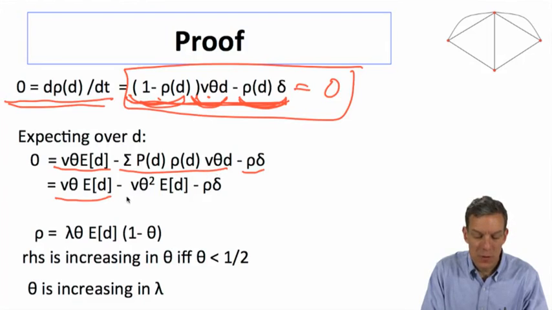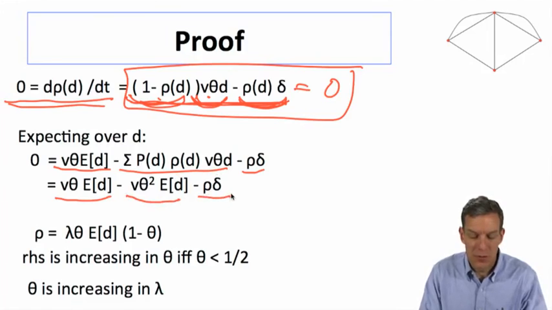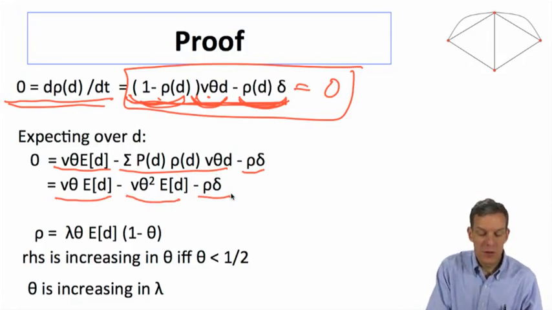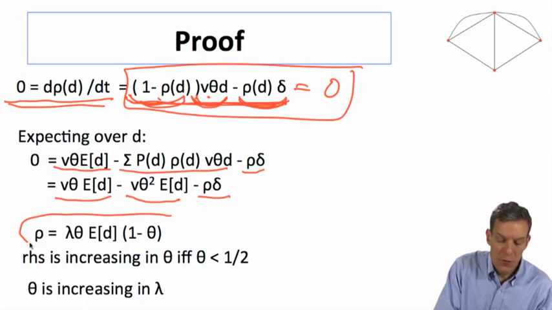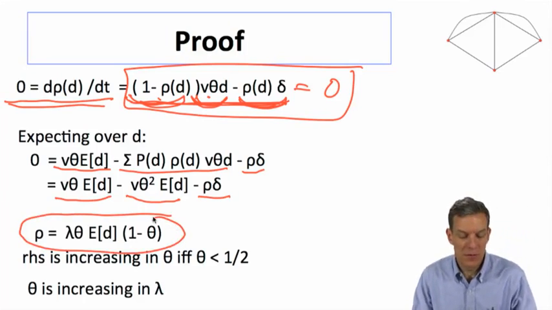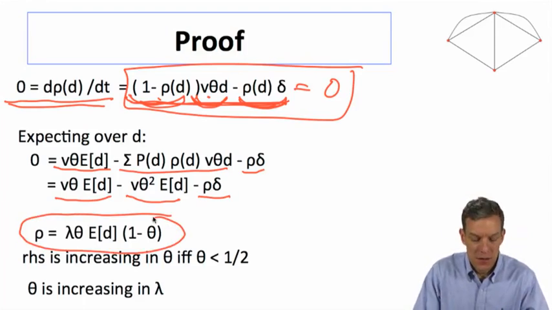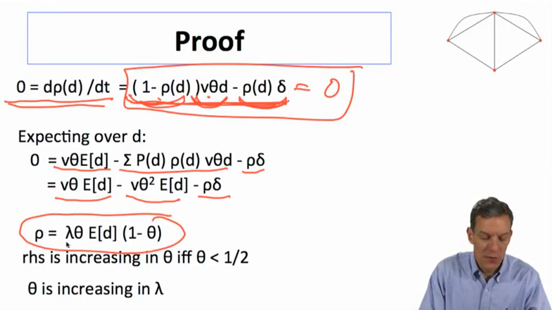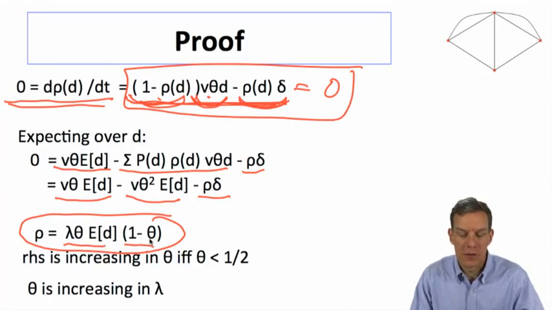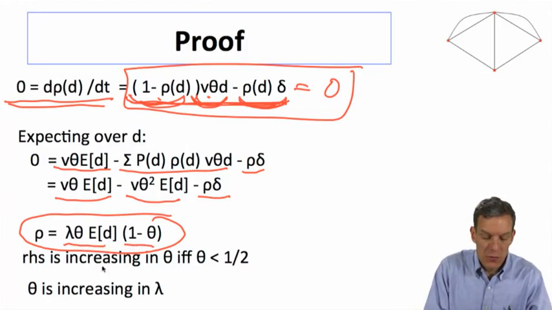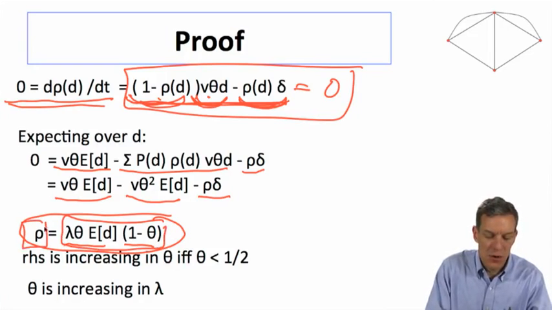So we get a theta squared times e of d and then a minus rho of d. And so you can solve this for how rho behaves as a function of theta. So now what we get is rho is equal to something which is proportional to theta, but also times 1 minus theta. So what we can do is, as we change theta, how does that change rho?